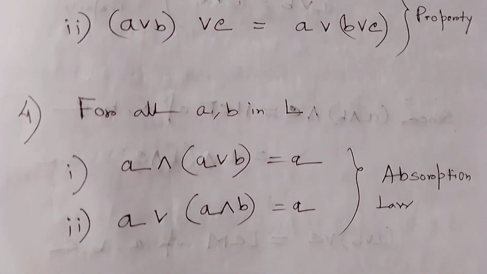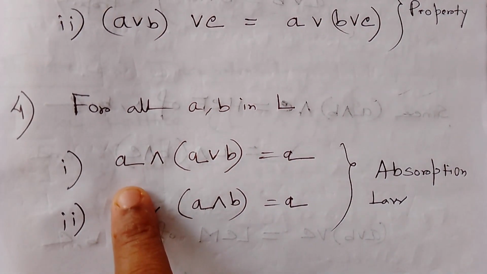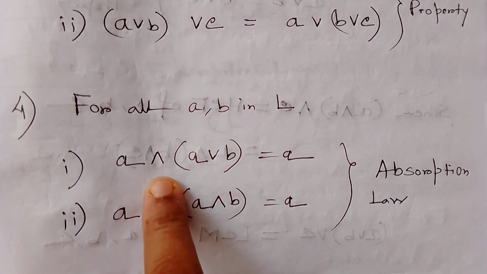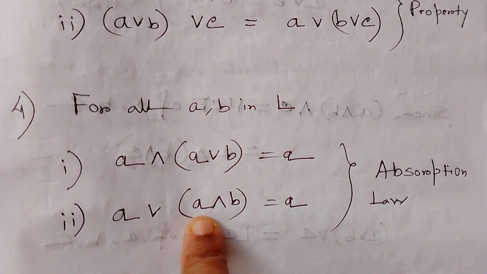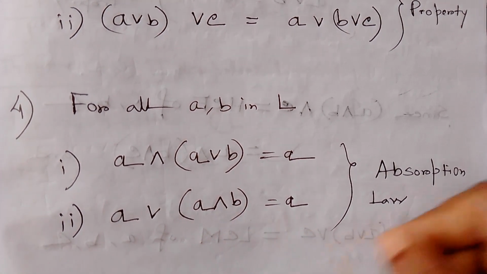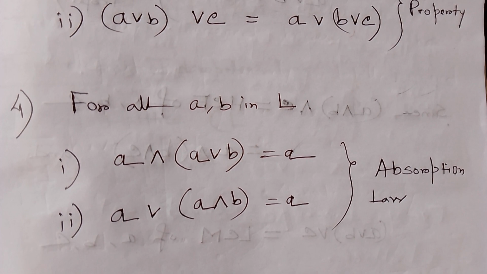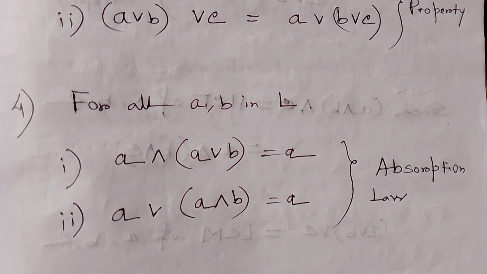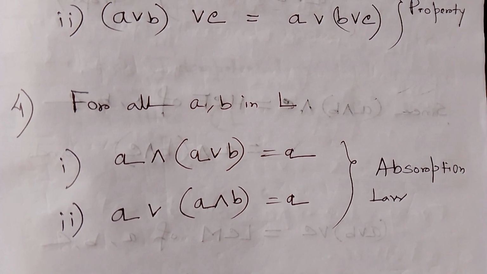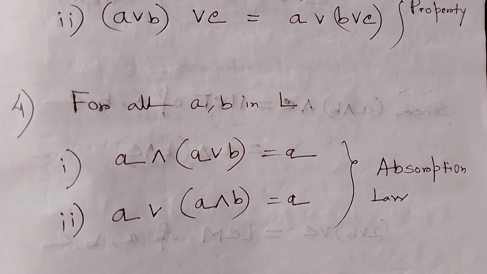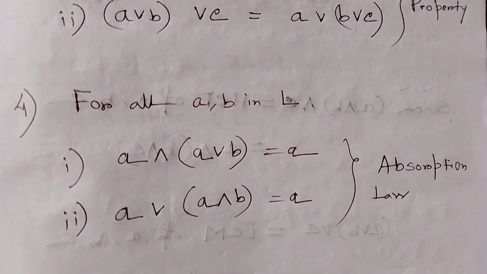Then the last one, the fourth one, is absorption law, and that is A conjunction (A disjunction B) is equal to A, and A disjunction (A conjunction B) is equal to A. Both these properties are called absorption law. So this is the last condition to be a lattice. Hope all the four conditions are clear to you.